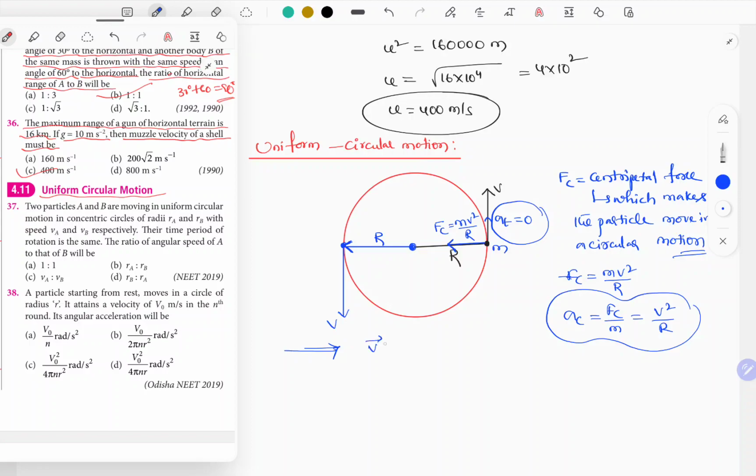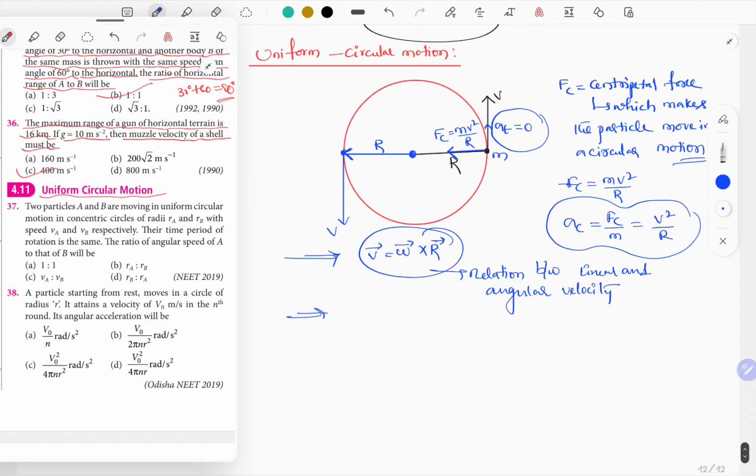V bar is equal to omega bar cross r bar. So this is the relation between linear velocity and angular velocity. In this case, as omega and r are perpendicular to each other, you can write it as v is equal to r omega. So this is the relation between linear velocity and angular velocity.